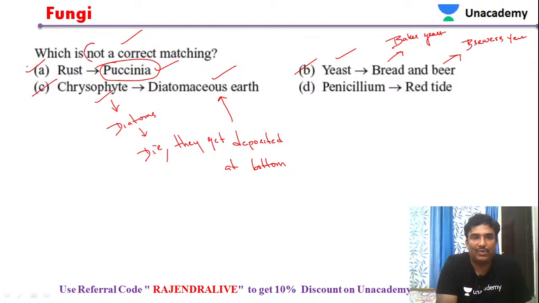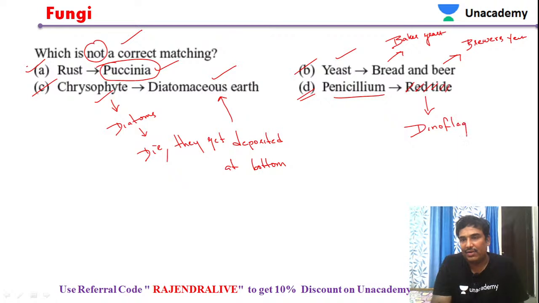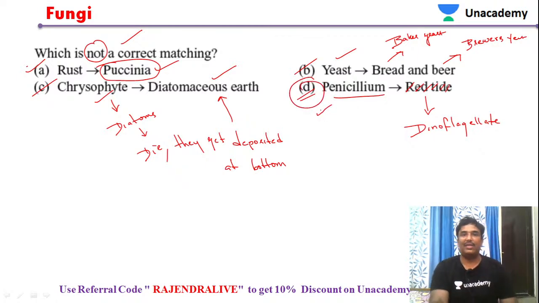Now according to our given question, which is not a correct statement? So yes, Kirti, you are right. So this option D is the right answer, students. Penicillium is not related with red tide. Red tide is actually caused by a protist, a dinoflagellate, called Gonyaulax. So that is the reason option D will be our answer in this case, which is not matching. So that is about this question, students. Let us move to the next one.